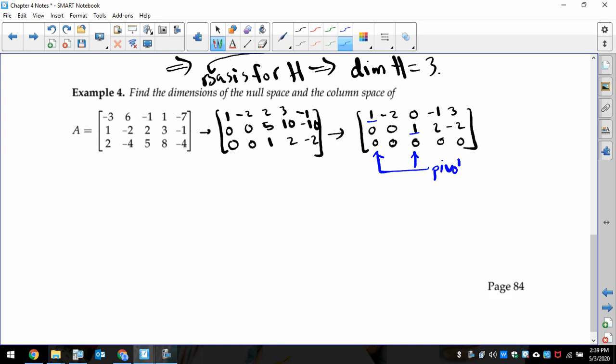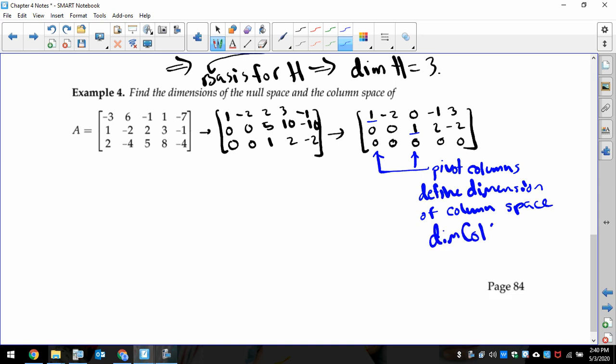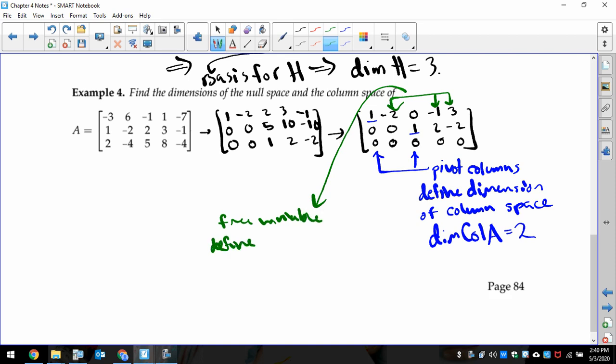So pivot columns define the dimension of the column space. So we can say the dimension of col A is 2. And then the number of free variables, here they are. Those correspond to the non-pivot columns. So these are free variables. I'll say the number of free variables, and this would be the number of pivot columns, define the dimension of the null space.